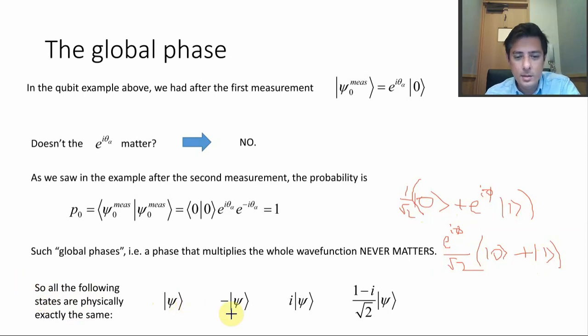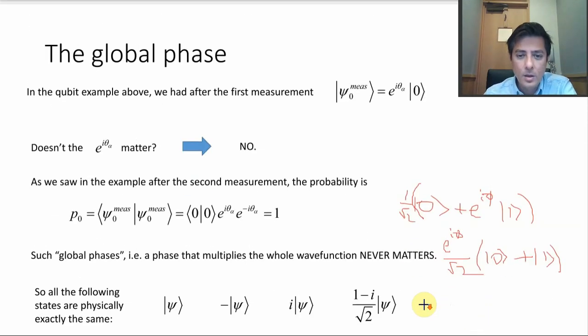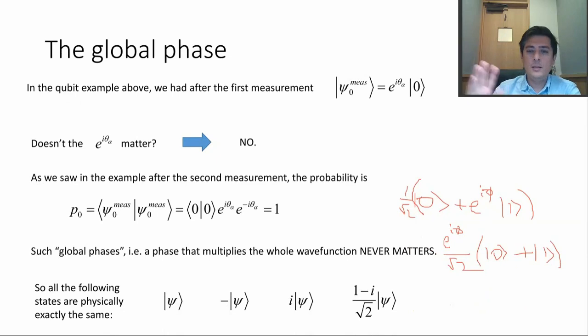Just to drive the point home, all these states are physically exactly the same. So the state psi is completely physically equivalent to the state minus psi, or the state i times psi, or even the state (1 minus i) over square root of 2 times the state. There's physically no difference to the actual state. So whenever you get a global phase, it doesn't really matter.